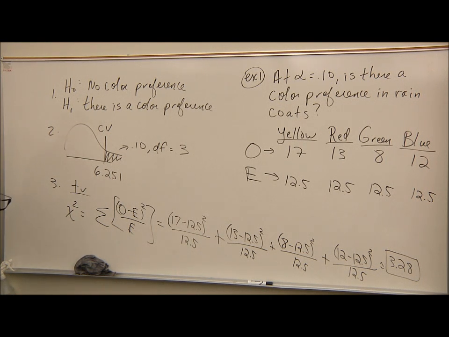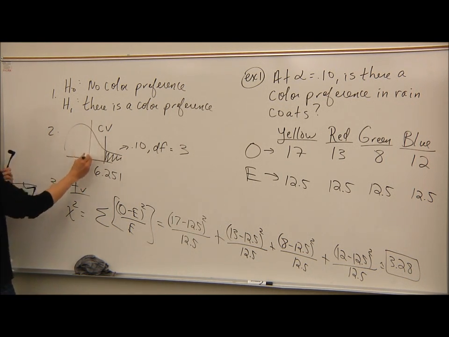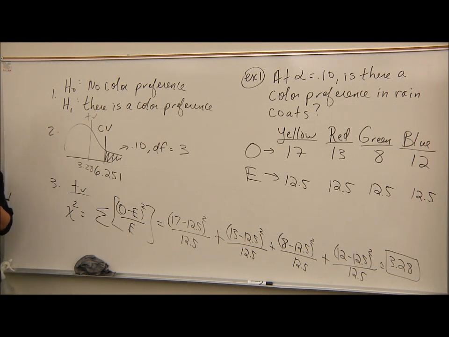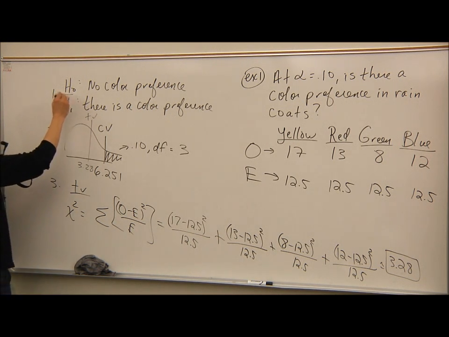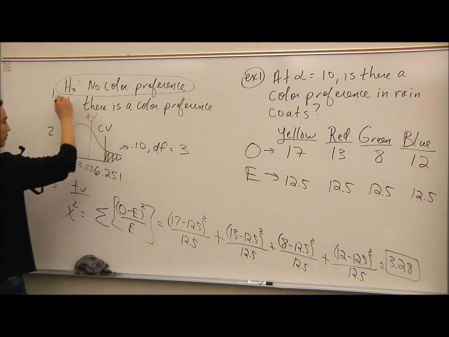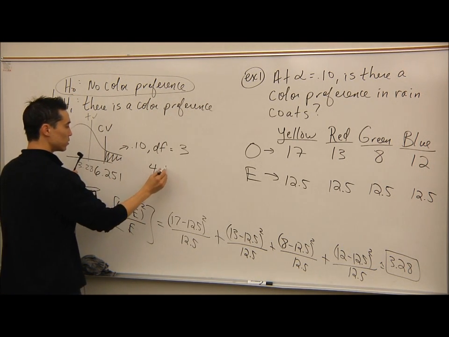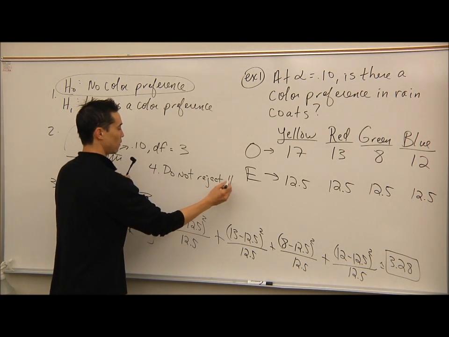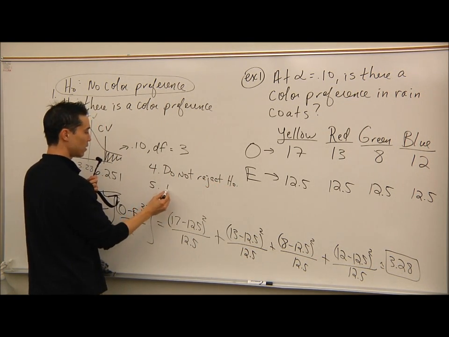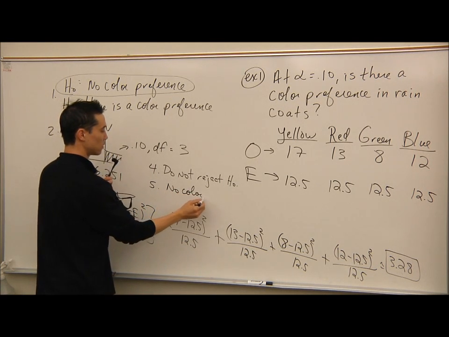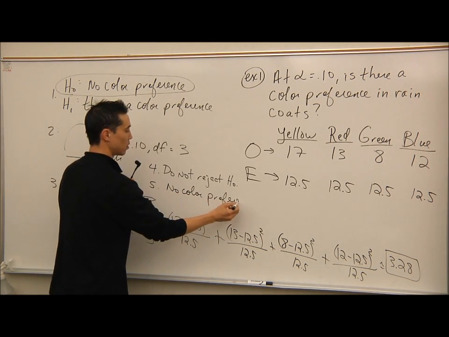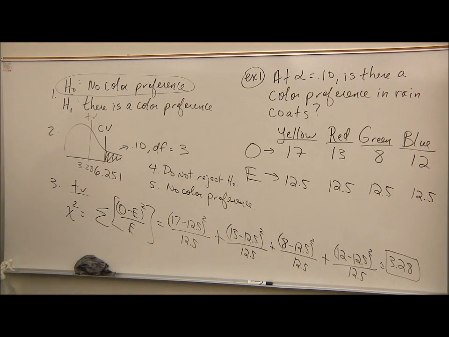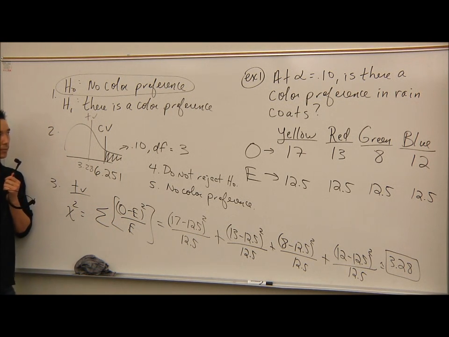Okay, great. Going back to step 2, 3.28 is not in my right-tailed critical region. So my test value doesn't fall in the region. So I'm going to not reject H0, and I'm going to say there's no color preference. So step 4, do not reject H0. And step 5, no color preference. So continue to buy all the colors of raincoats, okay? If you're the manufacturer.